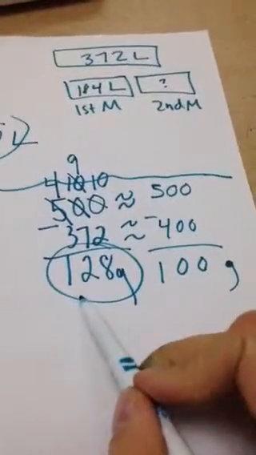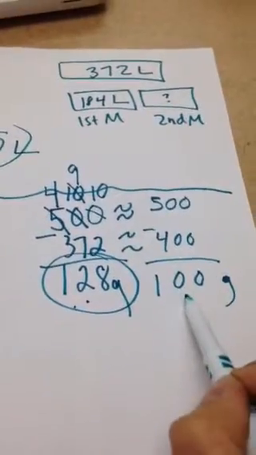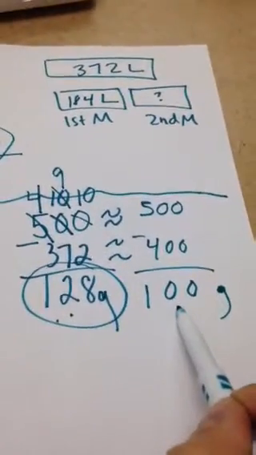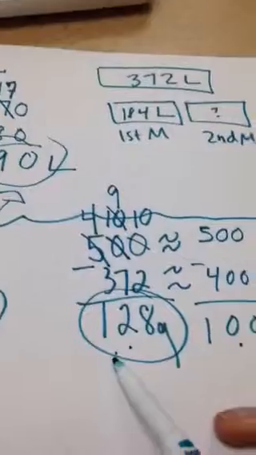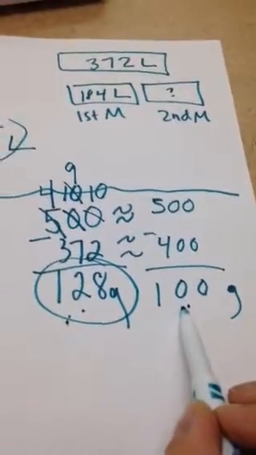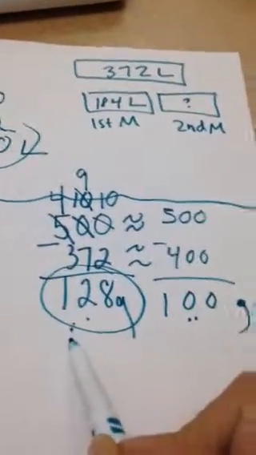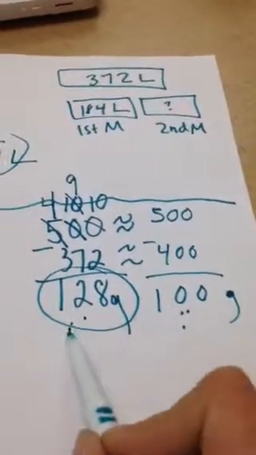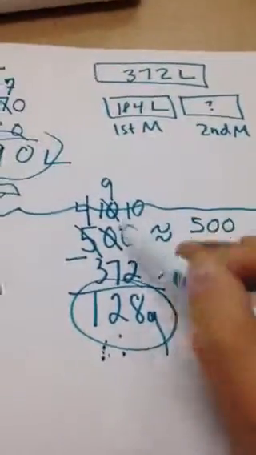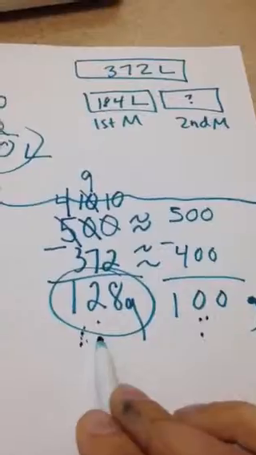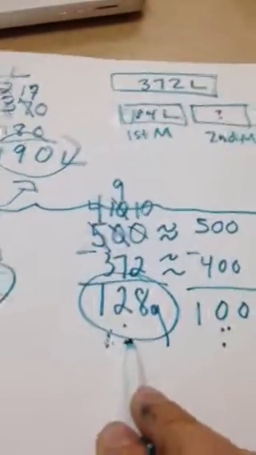Does this answer seem reasonable if I compare it with my estimate? Sure, yeah, it does. This is not 1,028. It's really close to 100. It's not 2. It's pretty close to 100. So this makes me feel like I probably did my subtracting right. I'm on the right track.